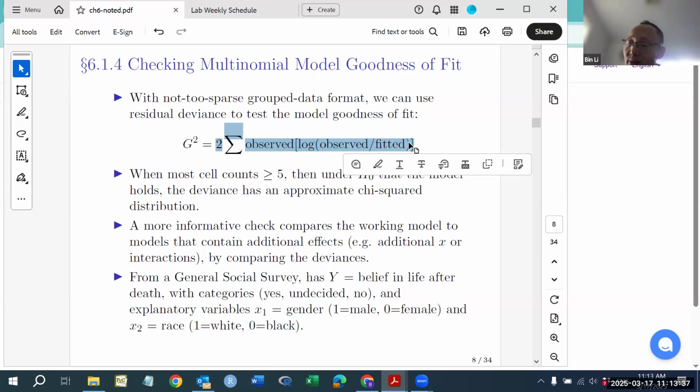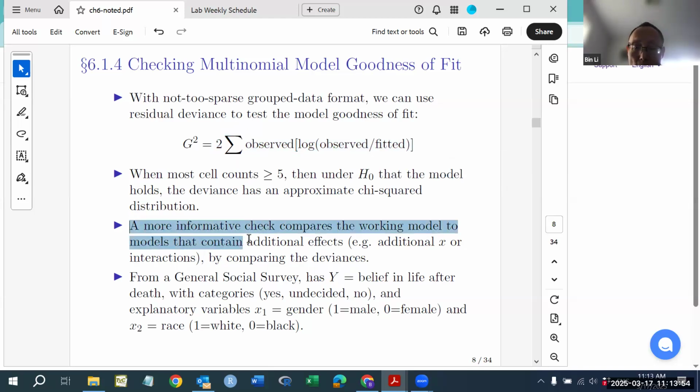So that can make the approximation good. But if we have lots of sparse cells, where most of the cell counts are less than 5, then we cannot do that. Okay, and we can also do the likelihood ratio test to compare the two models, as I said before. Okay, so let's see an example.